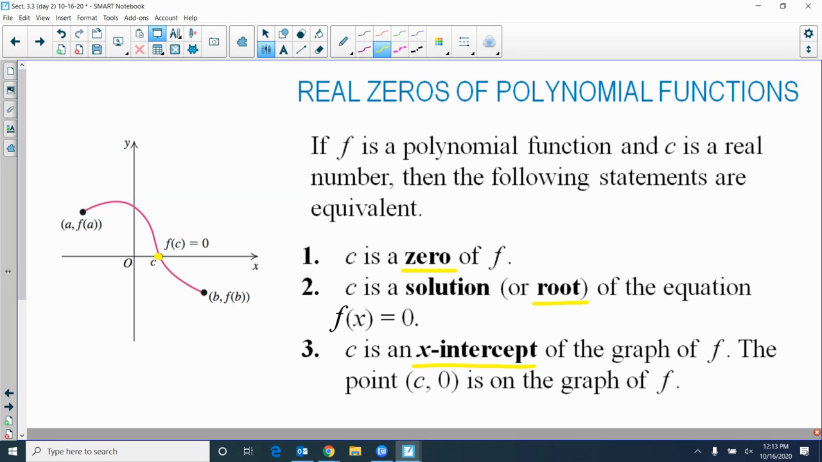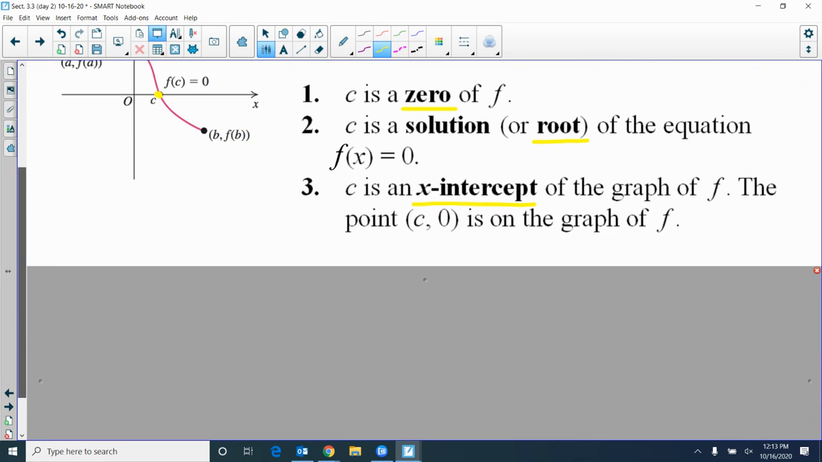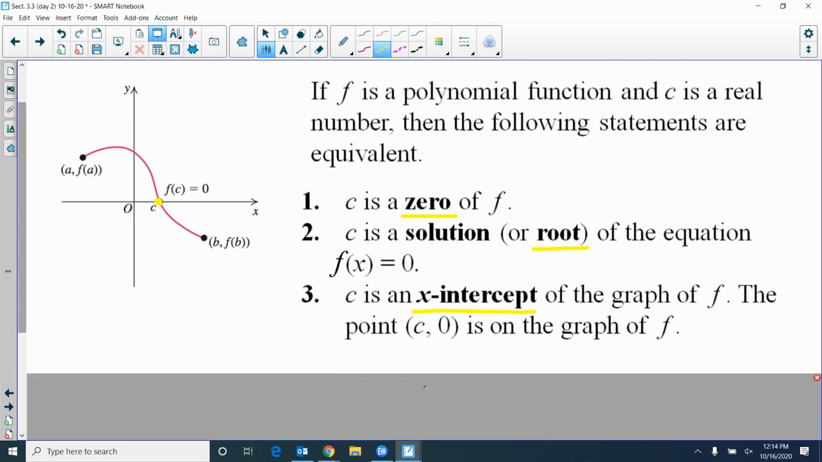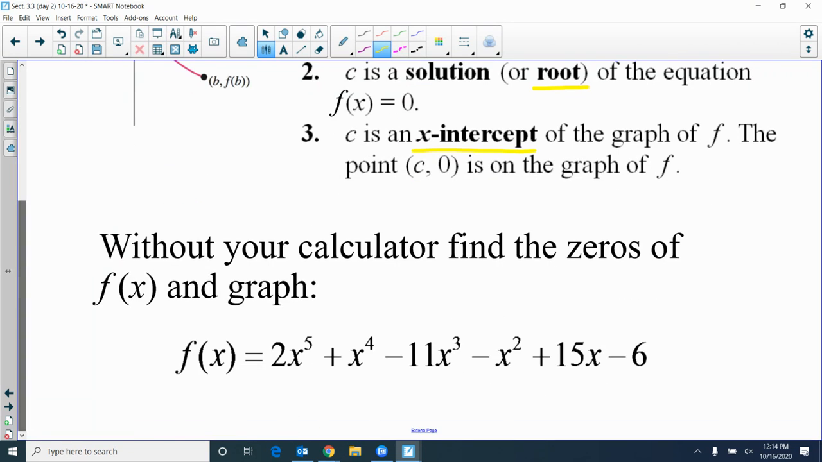All right, now this next part, don't copy this down. But this is where we're heading. Without your calculator, find the zeros of a function that would look like this and graph it. Don't worry about it, it's not on your notes, but this is where we're heading. So how do we do that without typing it in your calculator? You have to be able to find those zeros, and at this point we don't know how to do that, but that's where we're heading using some of these theorems.